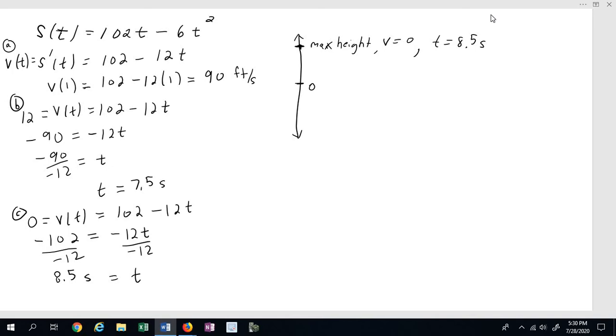Okay, so now I'm going to take the position function. Now remember, this tells me the position of the object at any time, and I want to know where the object's located when t is equal to 8.5. So I'm just going to plug 8.5 in for t here, and then solve for s. Okay, so again, I'm just going to plug this into the calculator.